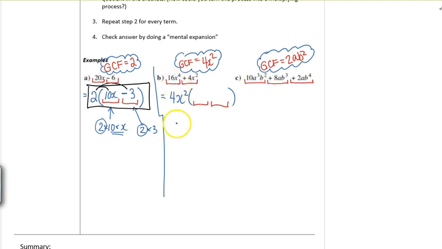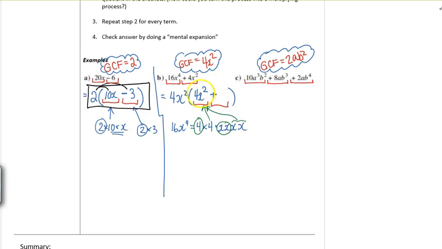So, what we had before was 16x^4. But then we're going to break it down into 4 times 4 times x, x, x, x, 4 of them. Now what bits went into my GCF? I had one of the 4's went into the GCF, and 2 of the x's went into the GCF. That means this other 4 and these 2 x's are left behind. So what do I have? I have 4x squared plus.